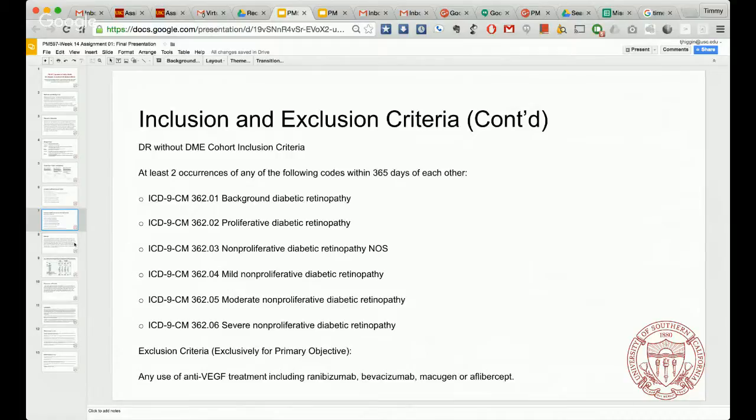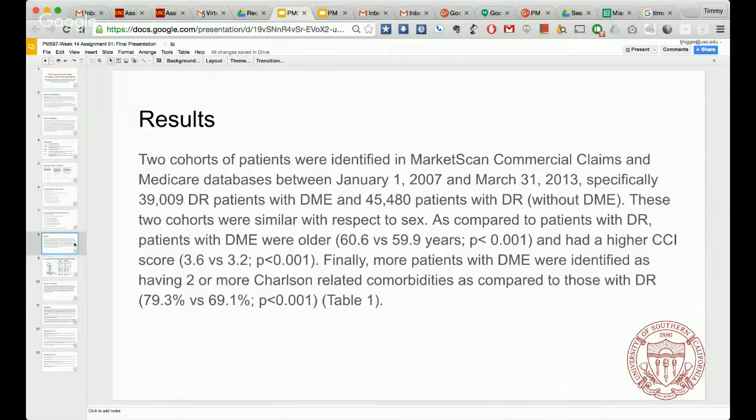which includes ranibizumab, so prior treatment with our drug had not occurred within that 365-day span. The results: the two cohorts of patients were identified in these two medical claims databases from January 2007 through the first quarter of March 2013. Again, that coincides with when Lucentis was commercially available. It yielded around 40,000 DR patients with DME and 45,000 patients with DR without DME.